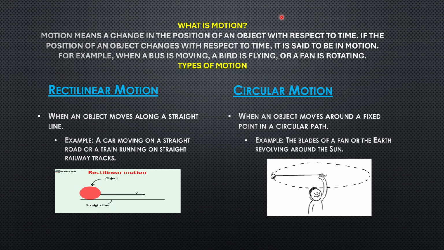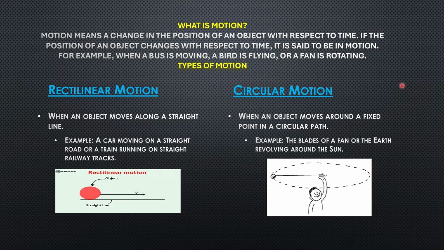Suppose any object is changing its position with time, then it is said to be in motion. For example, if an object A is here and after 3 seconds the object A is again here, that means it is in motion. So an object is said to be in motion if its position is changing with respect to time.